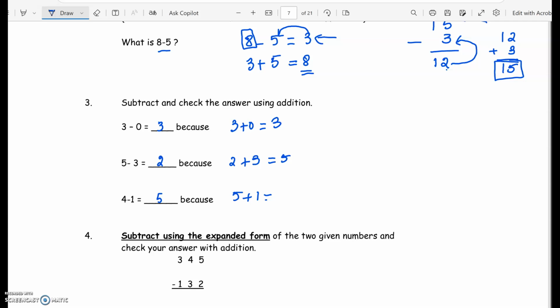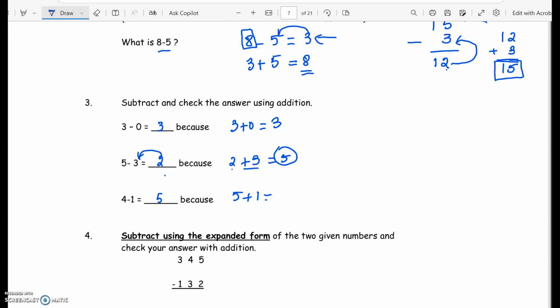5 minus 3 we know is 2. How do we check our answer? 3 added to 2 is equal to 5.